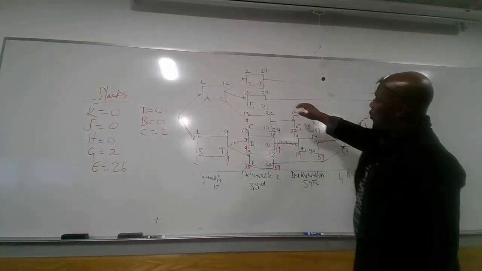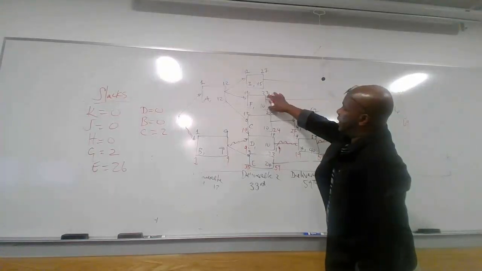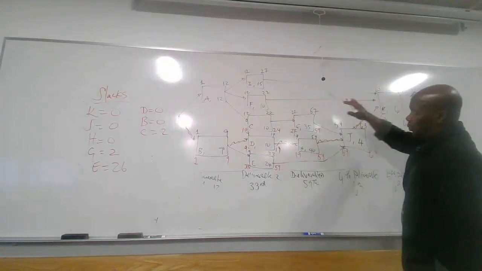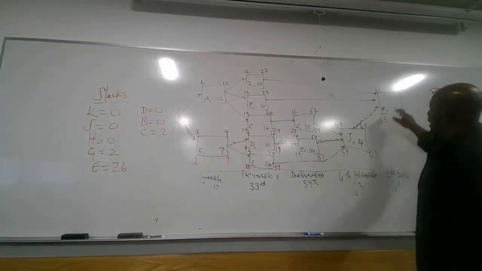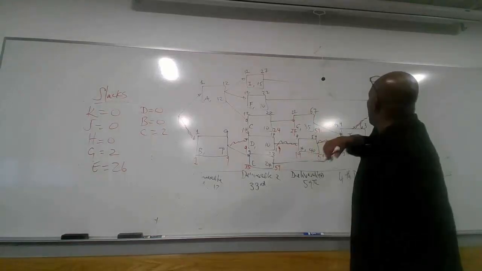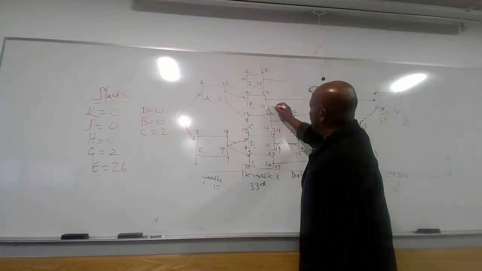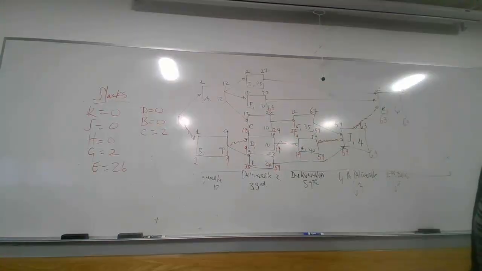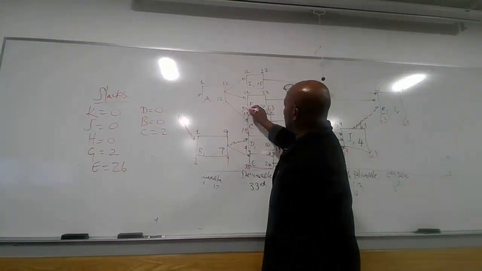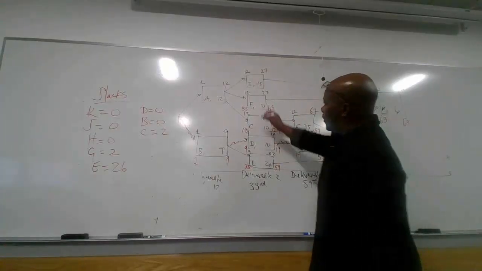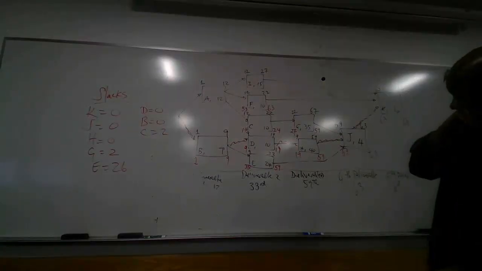So let's go to F. We know that F finishes on the 22nd, but it will wait until the 63rd, where K, which depends on F, will start. So this one can finish on the 63rd. And therefore, this can start on the 53rd. That's when this activity can start.